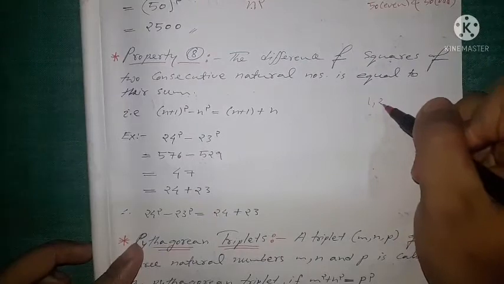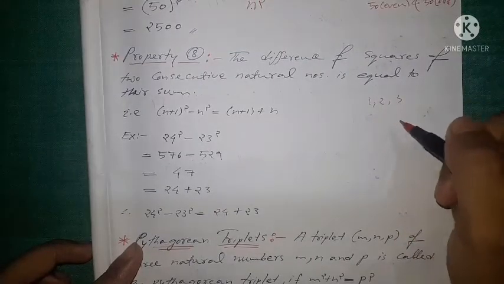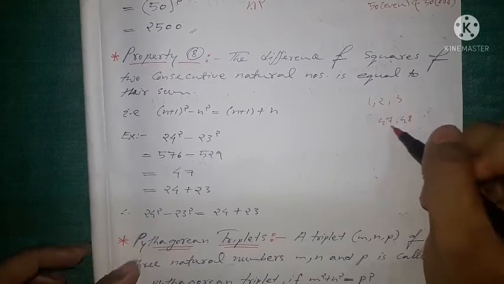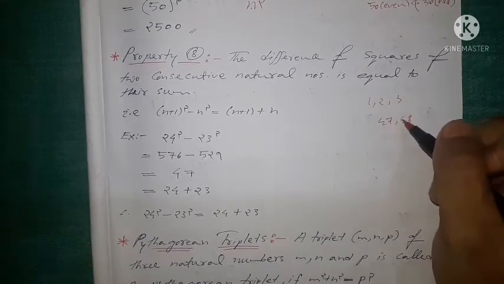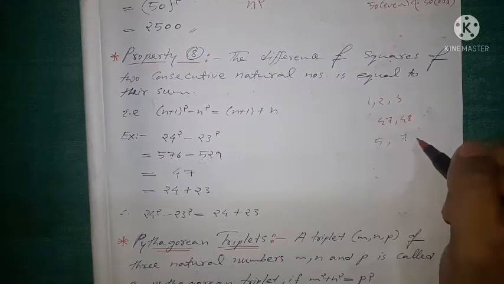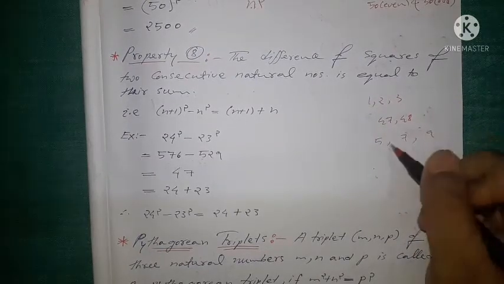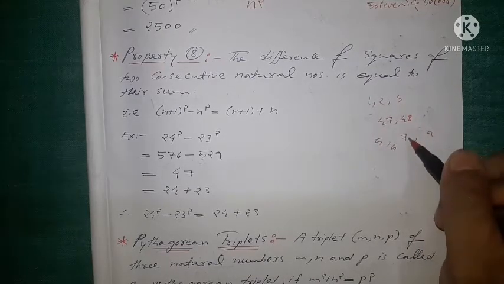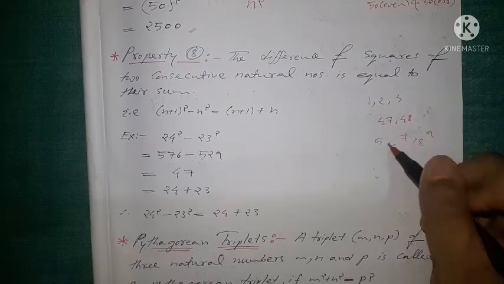Suppose 1, 2, 3, these are consecutive numbers. Like 47, 48, these are two consecutive numbers. That means there is no gap between them. Suppose 5, 7, 9. These are non-consecutive numbers, because in between 5 and 7, 6 is there. In between 7 and 9, 8 is there. So these are not consecutive numbers.